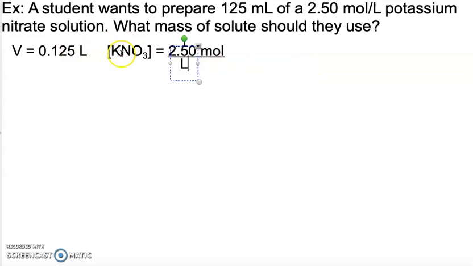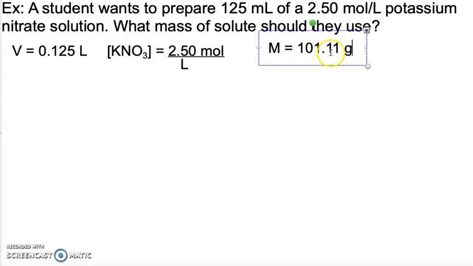Okay, so when we look at those units, we see that we can easily get rid of liters, and then we just have moles left, but we're looking for mass. We don't have any grams right now. So whenever that happens, we're going to go look up the molar mass. Okay, and molar mass for this one is 101.11 grams per mole.